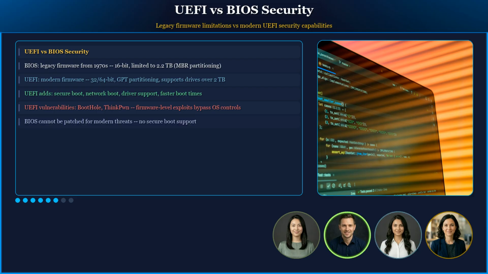For the CISSP exam, remember: UEFI is superior to BIOS for security because it supports secure boot and cryptographic verification. The key concern is that UEFI firmware vulnerabilities operate below the OS and require firmware patches, not just software patches. The practical takeaway: in a secure environment, UEFI secure boot should be enabled with a custom platform key, BIOS mode should be disabled, and firmware update policies should require signed updates from the vendor. These are baseline configuration hardening steps.